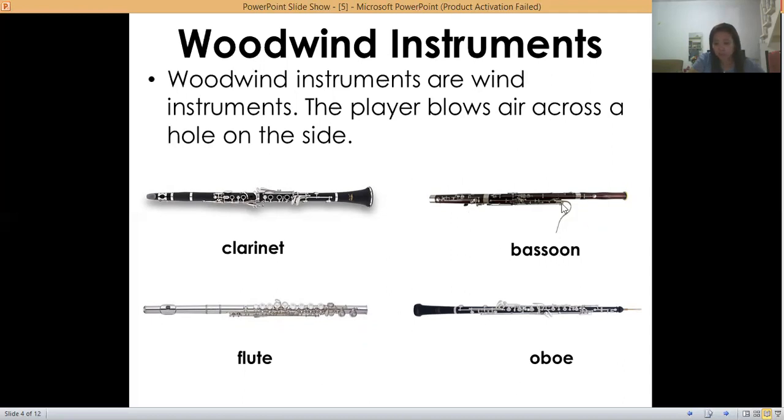Okay, remember, the bassoon has a tail. The oboe is like a pointing needle here. Then the flute, and then the clarinet. Okay, please say the name of each woodwind instrument. Ready, go, please say it. Very good.